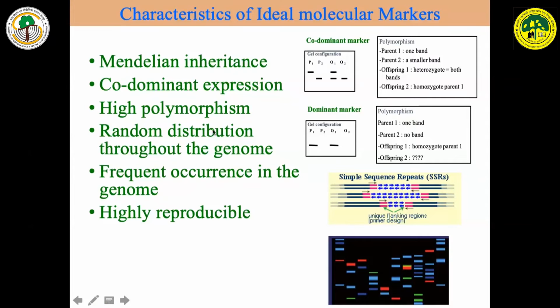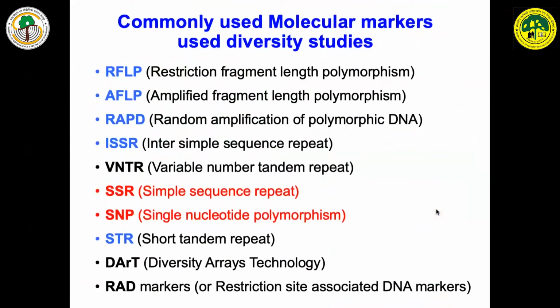These markers are used for identifying population-specific markers, how gene flow is happening from one population to another, and what the genetic diversity is, whether low or high. There are many commonly used molecular markers in diverse studies. Recently, many people have started using SSR, especially in forest genetic resource management, where SSR is the major one, and also SNPs in population, especially human genetics.